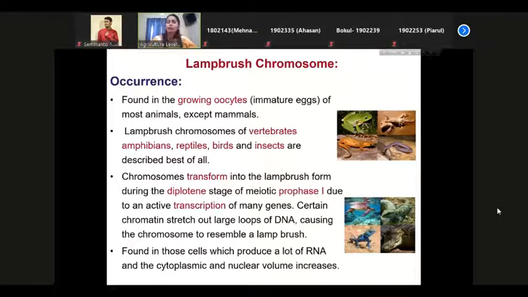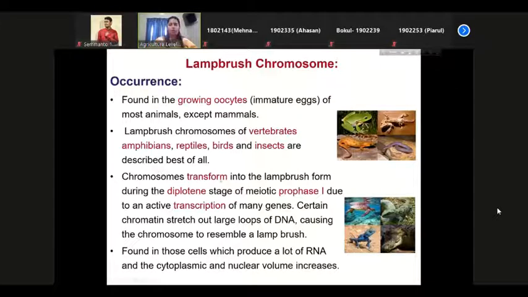You know what an oocyte is? Oocyte is the immature growing egg. Many animals have it, like lizards, frogs, some earthworms. Lamb-brush chromosomes are found in vertebrates, amphibians, reptiles, birds, and insects. The frog is a group of the amphibians. And these are the reptiles, crocodile, lizard, cockroach. They are all under the group of reptiles. We can also find them in the growing oocytes of birds and insects. Oocyte means developing egg. Mostly in the egg yolk, these types of chromosomes are found.